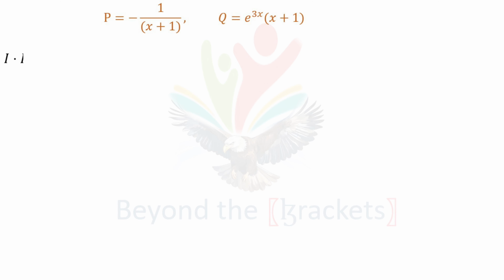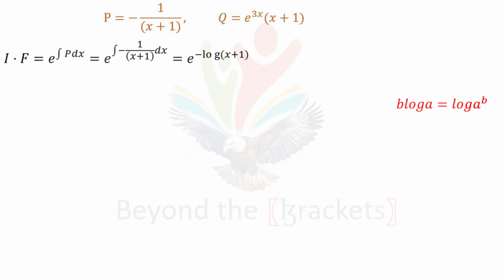Its integrating factor is given by e power integration of p with respect to x, where p is minus 1 by x plus 1. Integration of 1 by x plus 1 will be log of x plus 1. Since b log a is same as log a power b, so e power minus log of x plus 1 becomes e power log of x plus 1 to the power of minus 1. Also, since e power log x is same as x, so this becomes x plus 1 power minus 1, that is 1 by x plus 1.